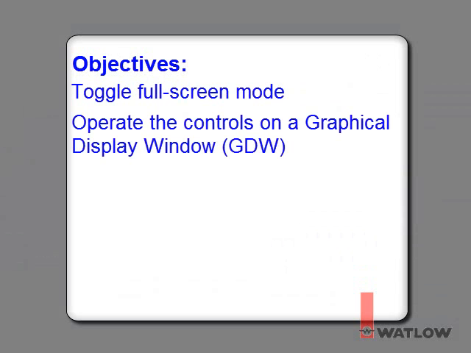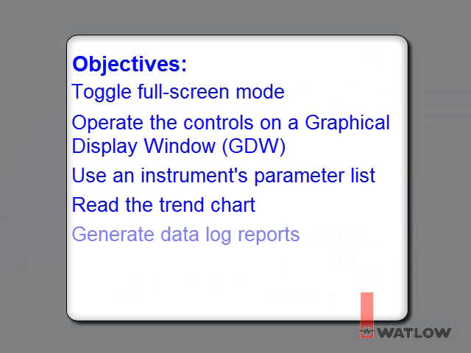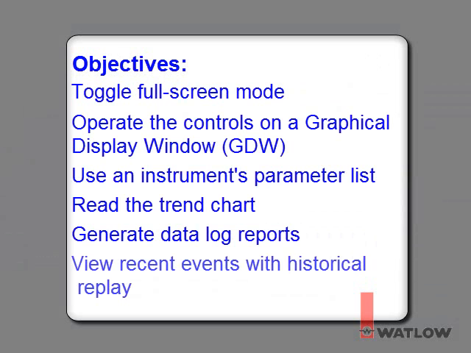In this installment, you will learn how to toggle full screen mode, operate the controls on the graphical display window, or GDW, use an instrument's parameter list, read the trend chart, generate data log reports, and view recent events with historical replay.